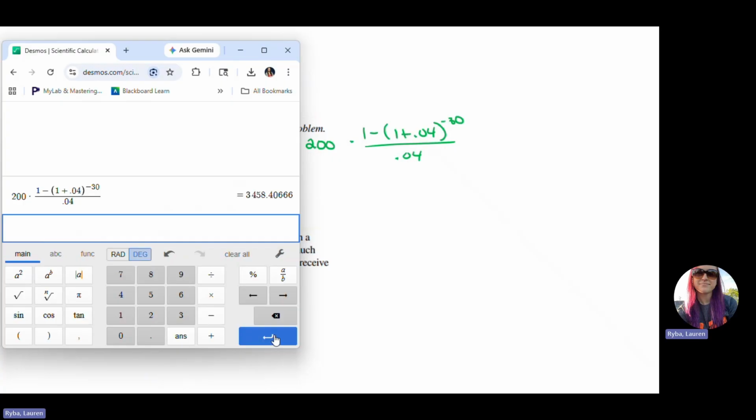The value it gives us is $3,458.41. So basically saying if I were to deposit this much today, I could withdraw $200 30 times. And at that point, then the account would be empty.